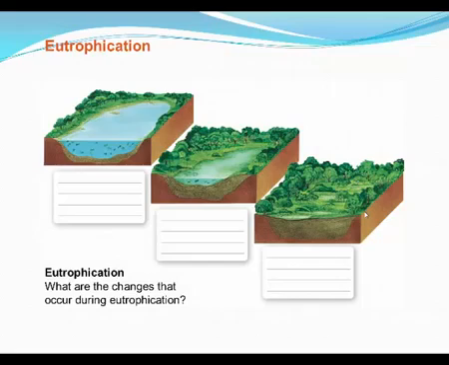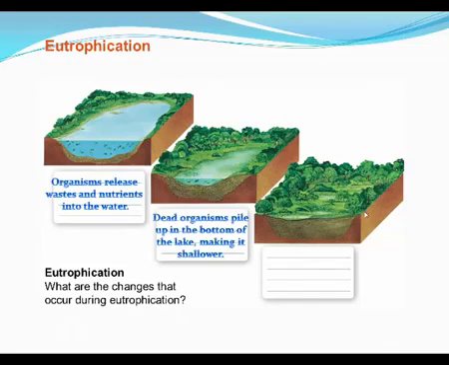So the process of eutrophication, one more time. Organisms release wastes and nutrients into the water. Dead organisms pile up on the bottom of the lake, making it shallower. And over time, the lake becomes filled in, forming a meadow. Or it could be a small wetland, because there'd still be water below the surface, so it'd probably be fairly damp and spongy in that area.